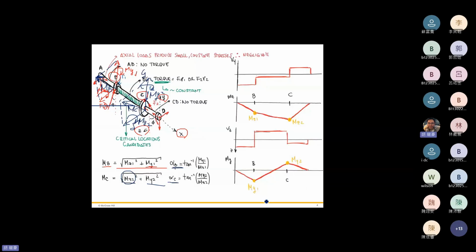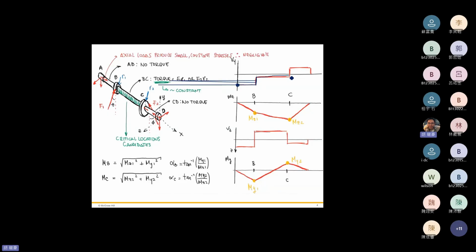Okay, and then we can plot its shear and bending moment diagram. I'll erase them all. We can plot the shear and bending moment diagram for the whole shaft. In the beginning, there's a constant reaction force at point B, and then there's a shear force from F1 that remains until point C, and the shear force remains, and then the reaction force at point D.